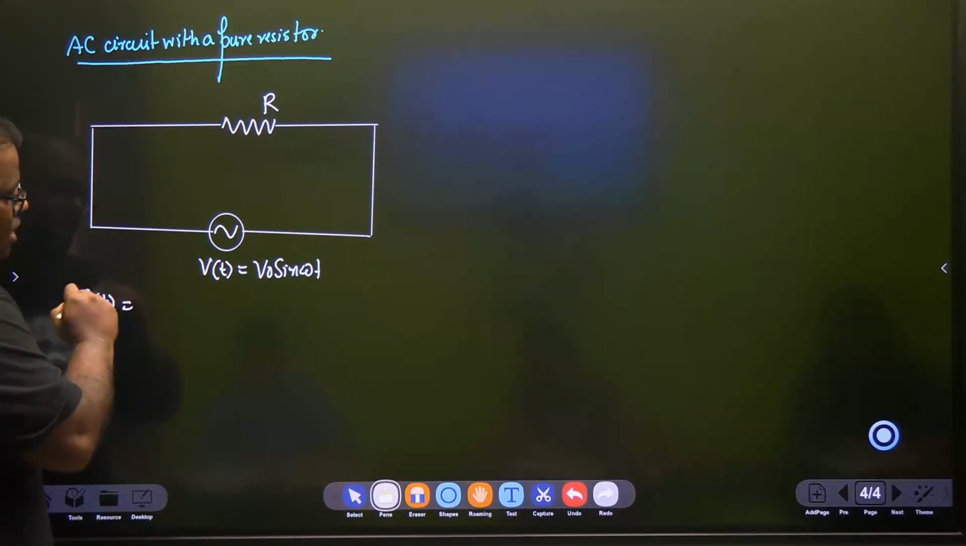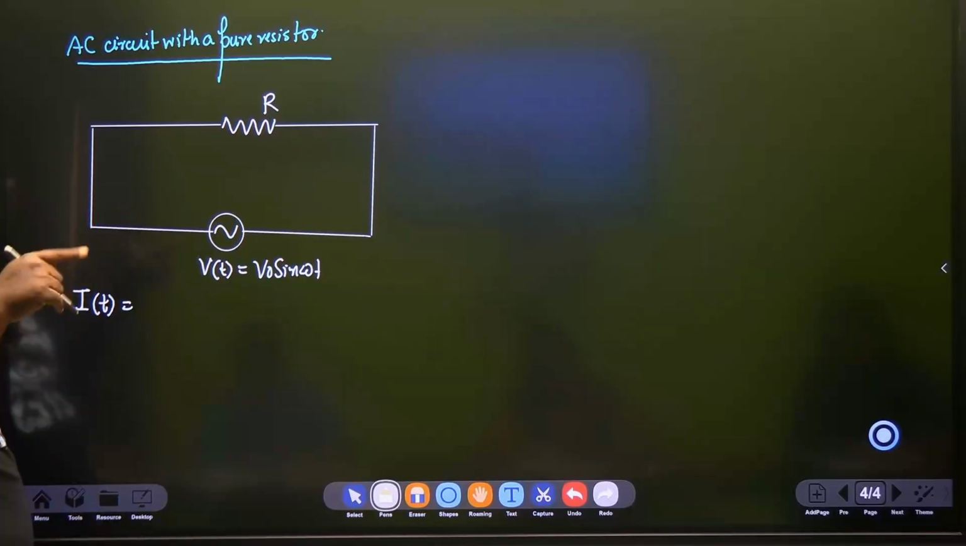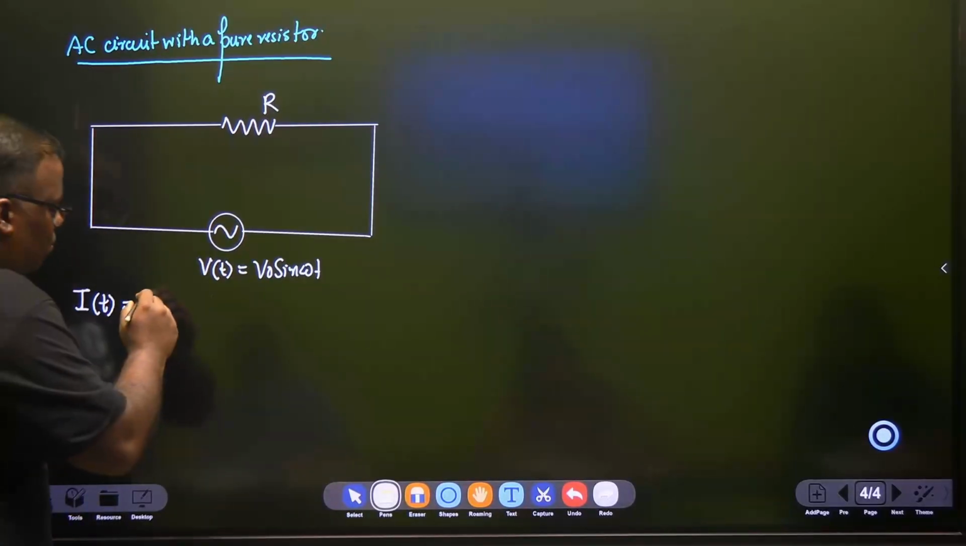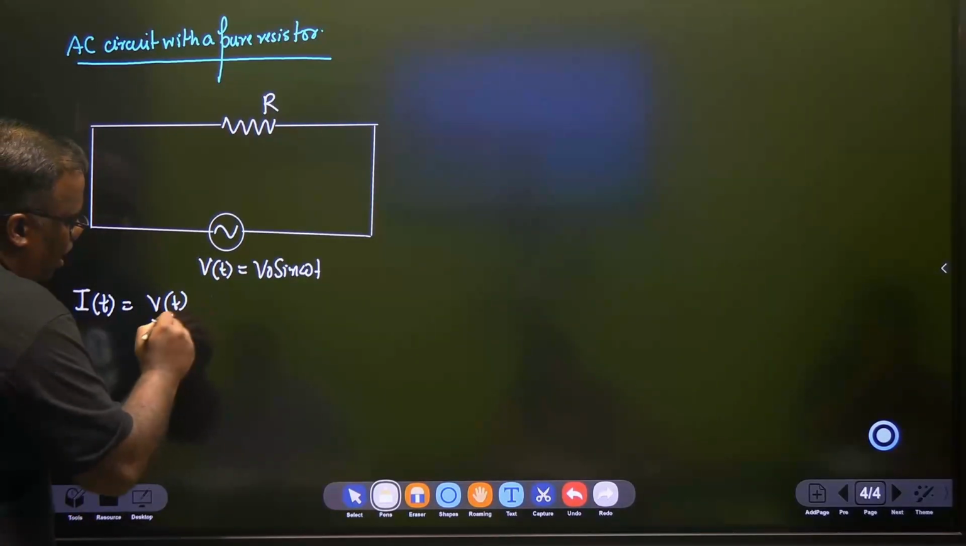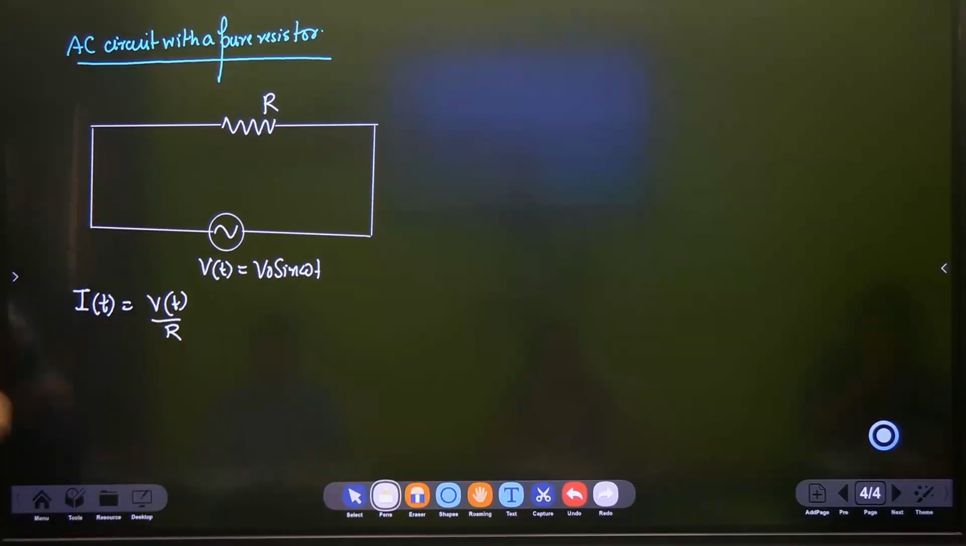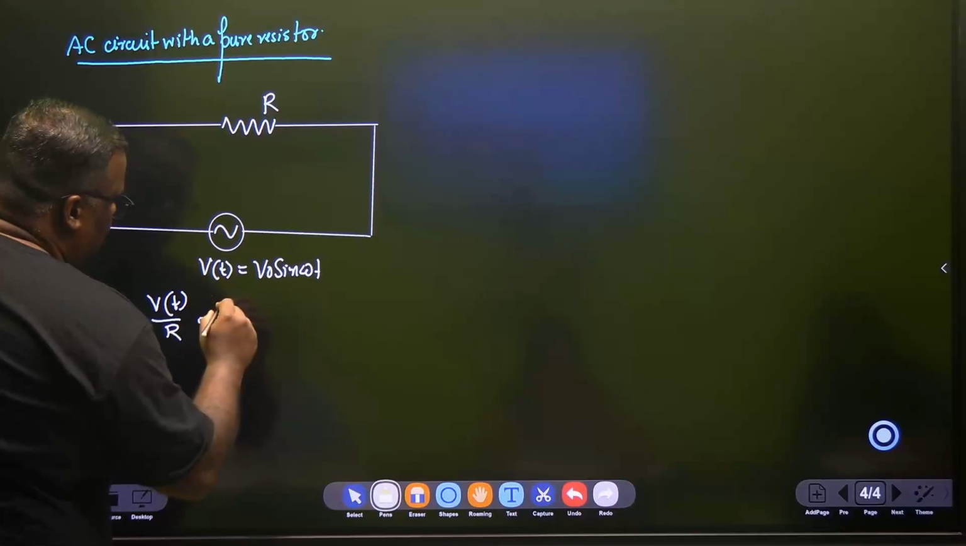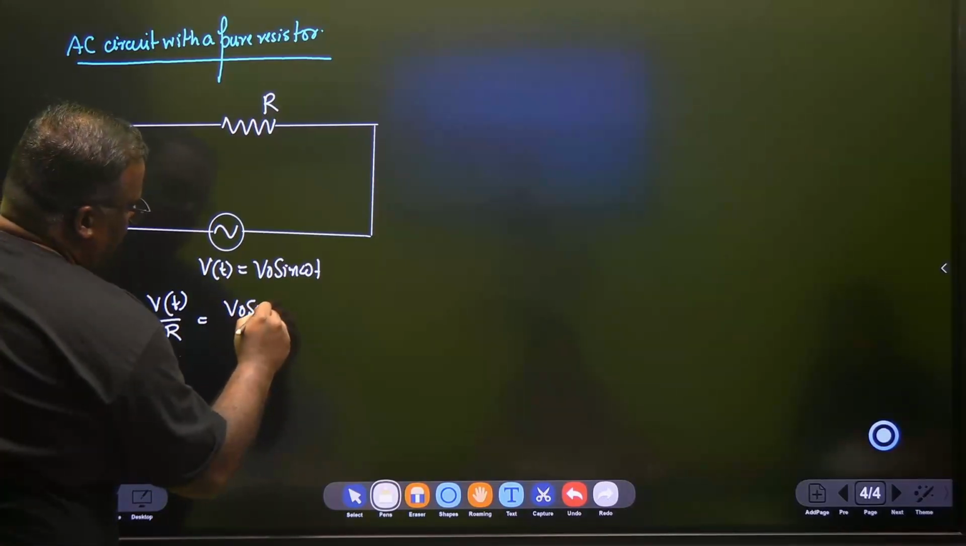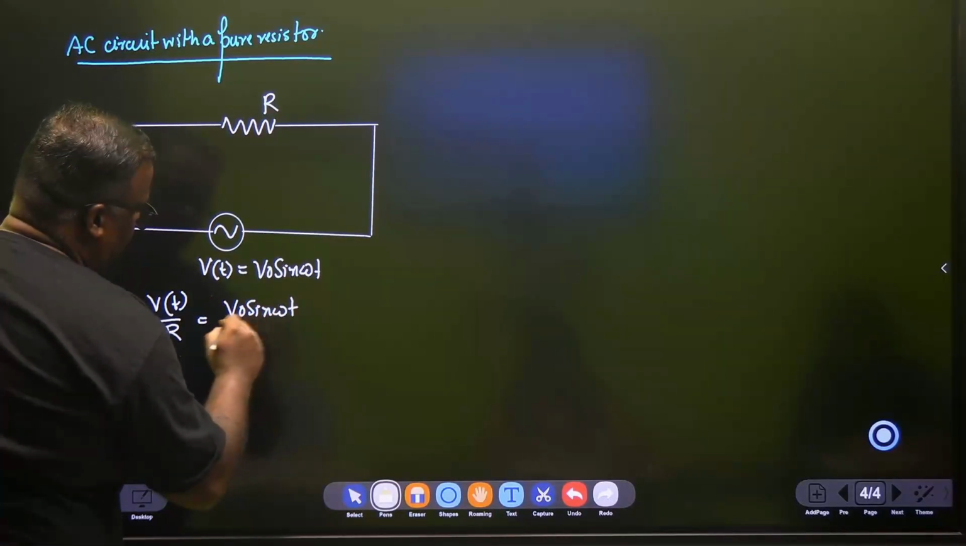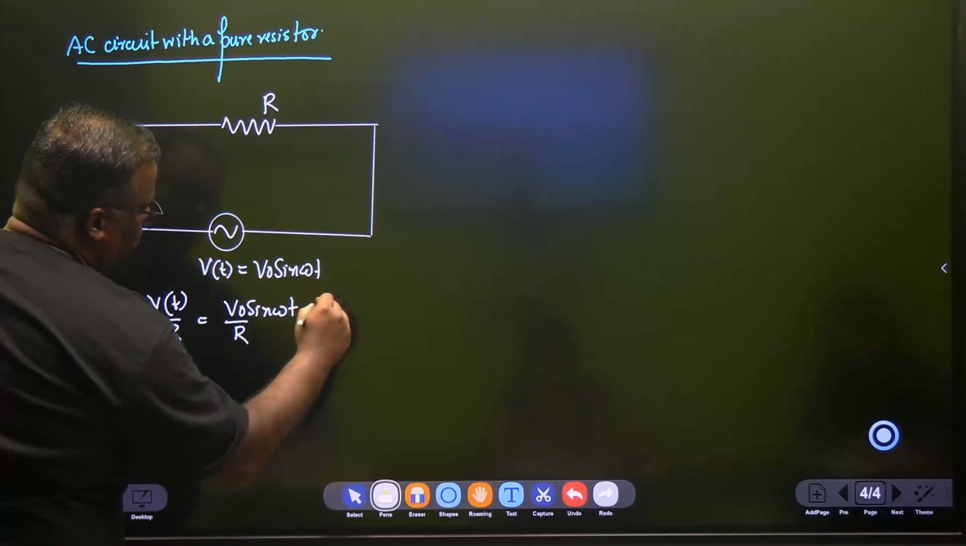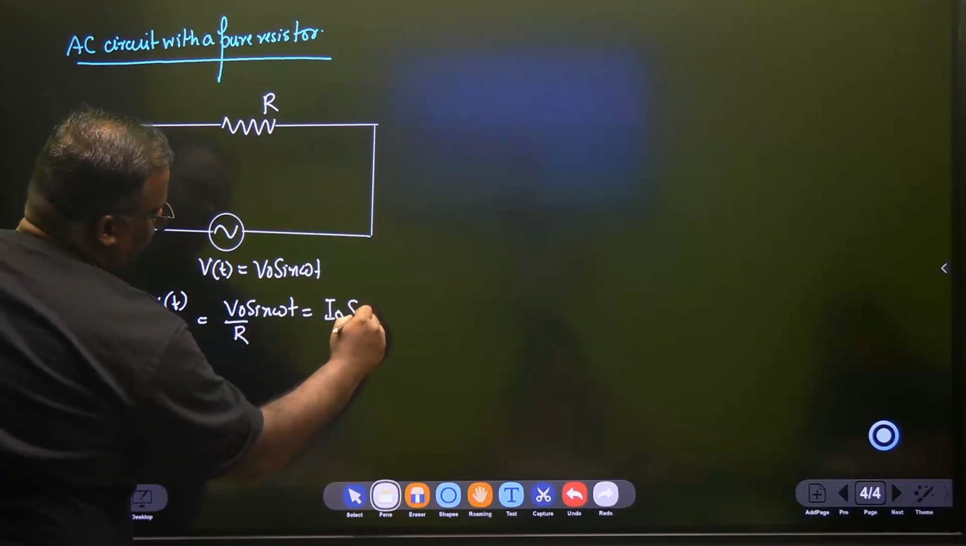So for the instantaneous current I, V by I is equal to R. So I equals V at t upon R. This is from Ohm's law. So how much do you get? V naught sine omega t divided by R, and this quantity is known as I naught sine omega t.